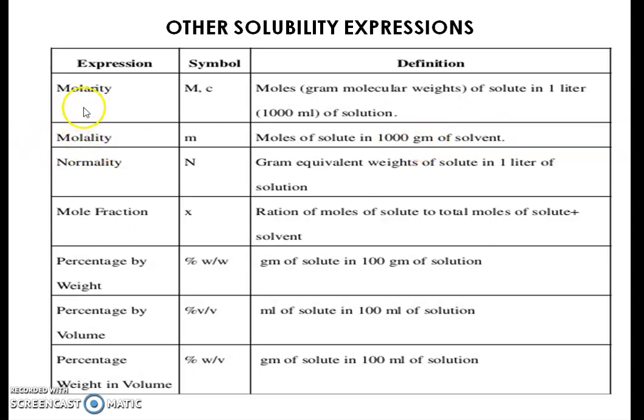So the difference is that in molarity the solvent is taken in volume, and in molality the solvent is taken in grams or weight. Then the next expression is normality. Normality is again gram equivalent weight of solute in 1 liter of solution. It is the same as molarity, but what is the difference between molarity and normality? In normality, this gram equivalent weight in 1 liter of solute is divided by the dissociation of ions.